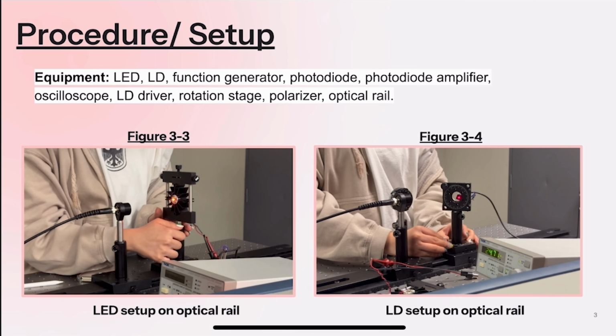We connected each source to a function generator and aimed it at a photodiode hooked to an oscilloscope. We rotated each source a few degrees at a time and recorded how the signal changed with angle. Then we placed a polarizer in front of the detector and rotated it to see how the brightness changed.